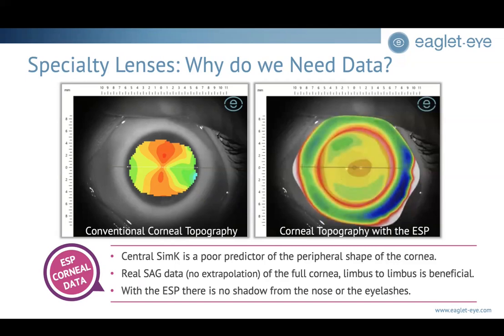Some of the things that are really great also include that the measuring does not fall victim to eyelashes getting in the way, unless the tissue is actually in the way, and I'll show you some examples of that a little bit later. But with the ESP, it's nice because there's really no shadow from the nose or eyelashes, which is a little different from a more conventional commercial corneal topographer.